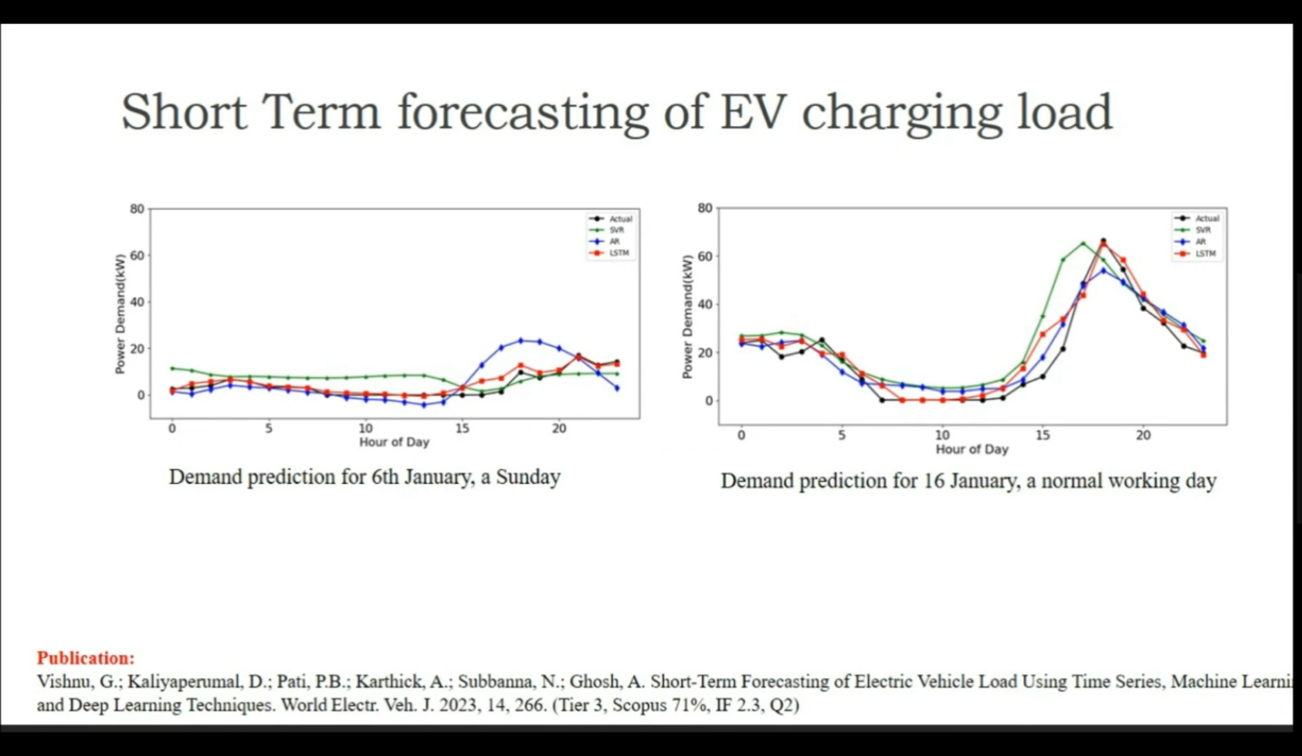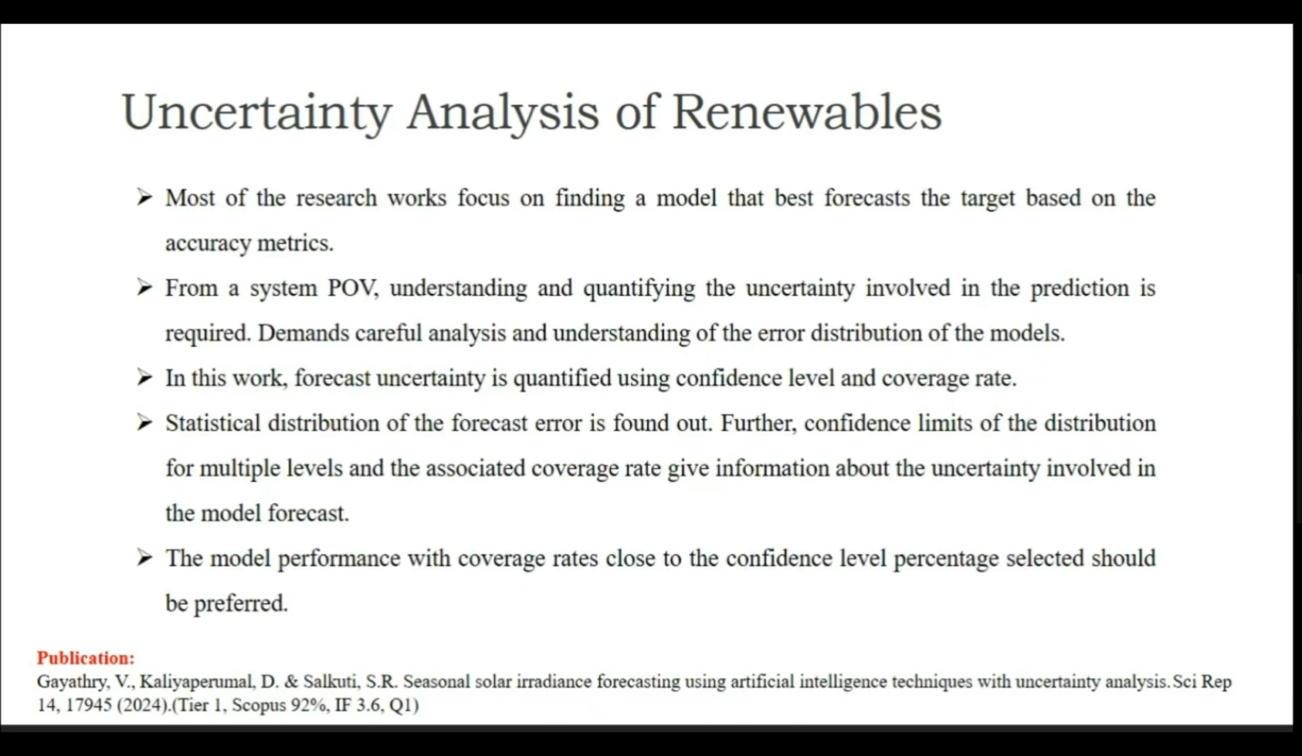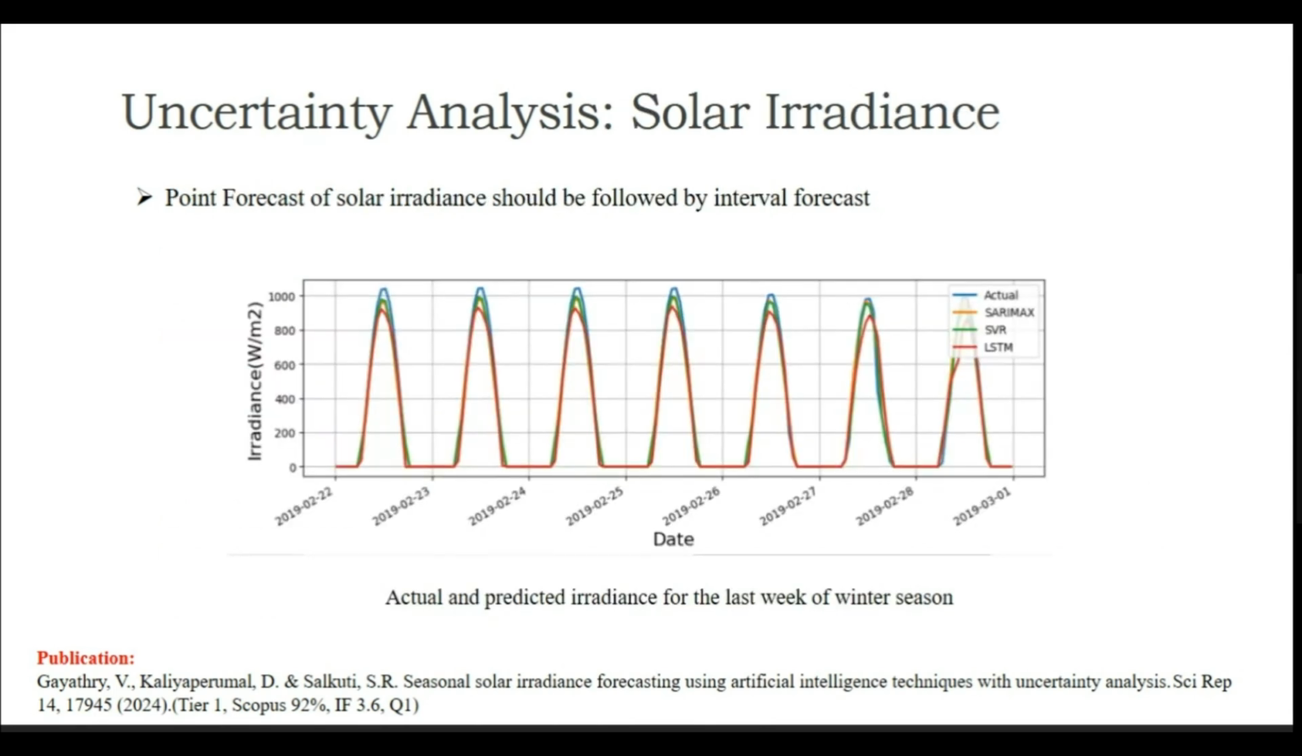This is the data taken for a holiday, which is on Saturday, January 6th, and the other is on a working day, which is on 16th. So you have different patterns of solar requirement over there. The above said 4 techniques were taken up and trained, and the results for the same would be shown in the next slides. So the uncertainty of renewables was taken into picture. These are the predicted values. As you could see over here, the actual value, SARIMA, SVR and LSTM are given.